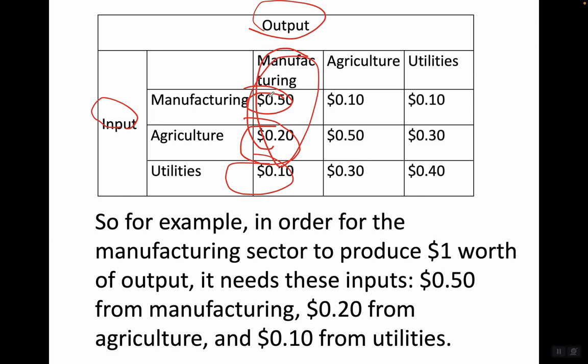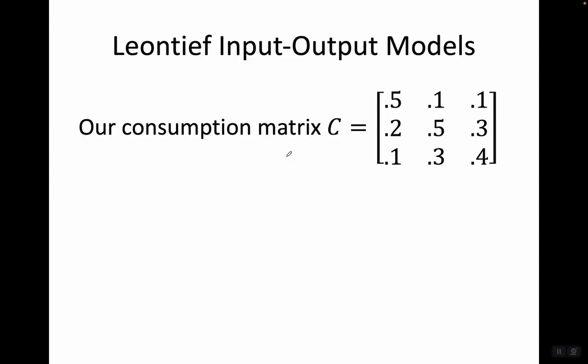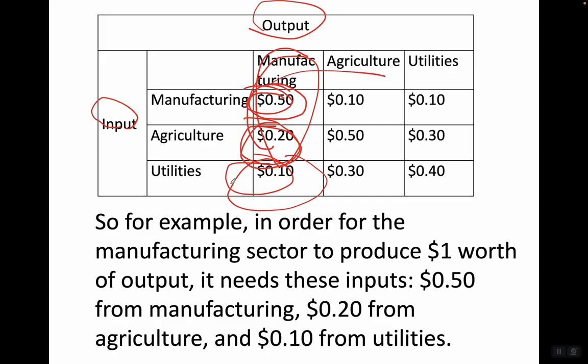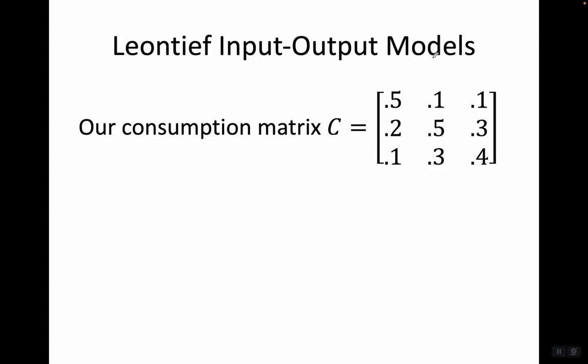Here's why. Let's say you have a factory. That factory needs inputs from the manufacturing sector itself, like machines. That factory needs input from the agricultural sector. Maybe it needs corn or cotton or who knows what. That factory also needs input from the utilities sector. It might need gas or oil or electricity or water or whatever. So this matrix is what we call our consumption matrix. We call it C.